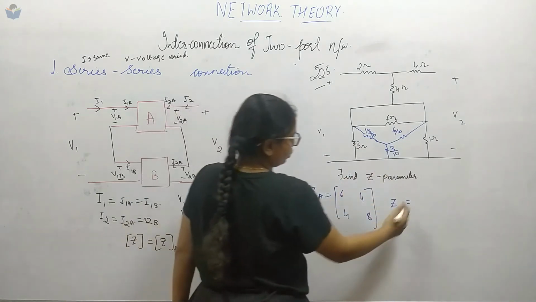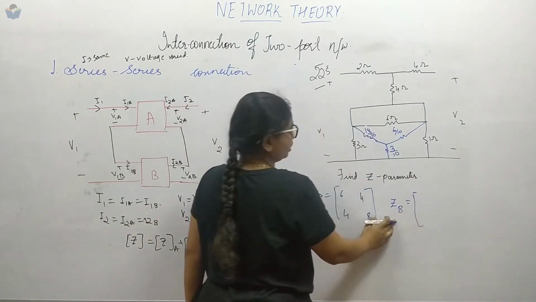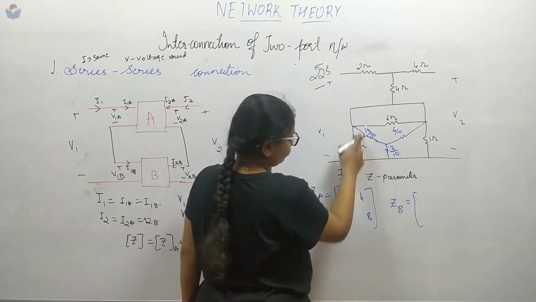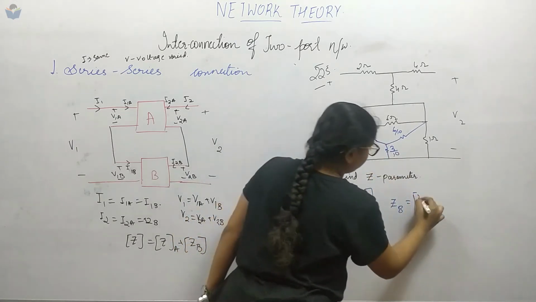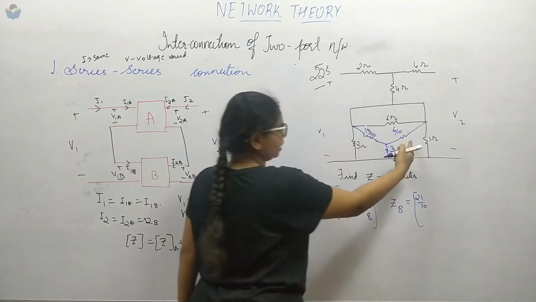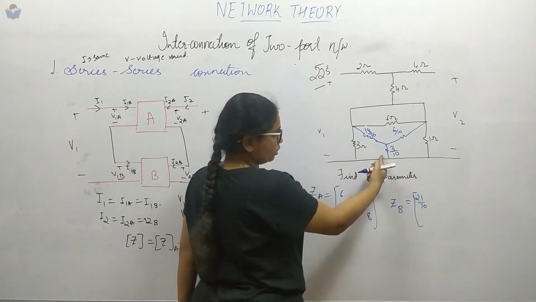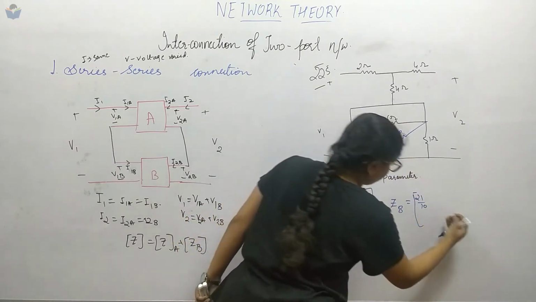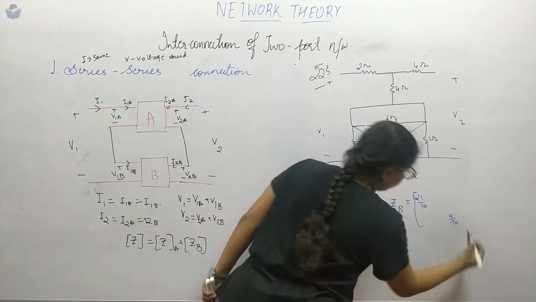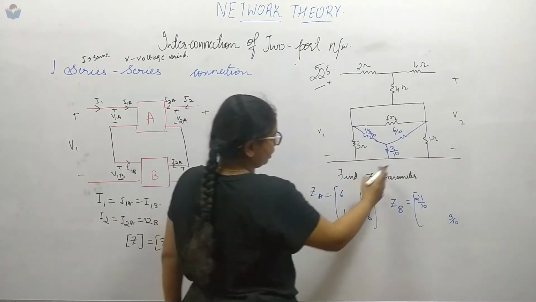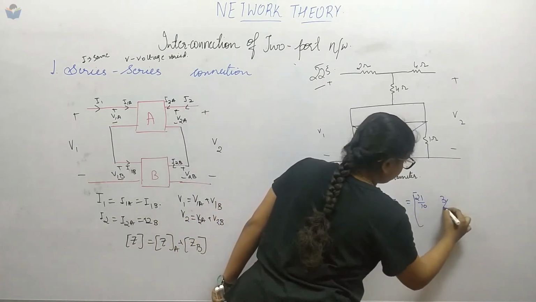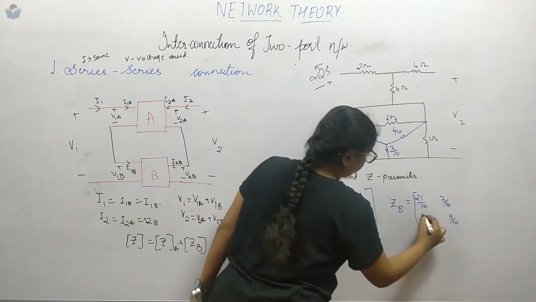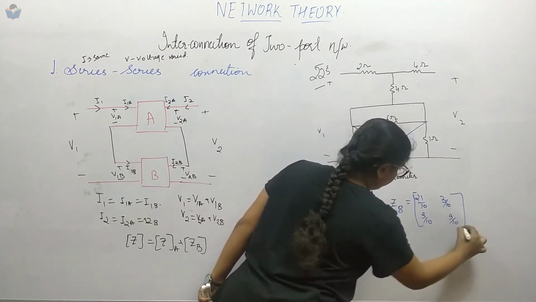Okay, so to get the Z11 parameter of this ZB parameter, we have to add this one. 18 plus 3, 21 by 10. Similarly, to get the Z22 parameter, 6 plus 3 is 9, so 9 by 10 ohms. And here Z12 and Z21 will be 3 by 10 ohm, right?